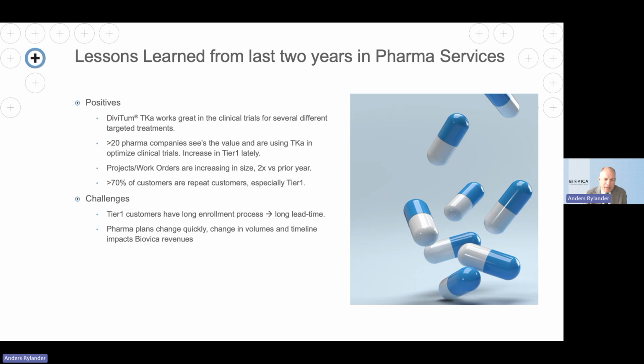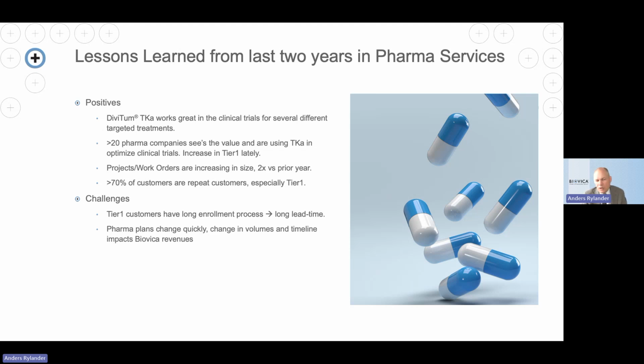So we're able to scale this up, which is very positive. One thing that we also have learned, especially with the smaller pharmacies, is that plans can change quickly, and if we don't have that built into our business model, it will hurt our revenues. So we have developed our business models, and now we have protected ourselves. We have more upfront payments, and we share the risk to a greater extent.